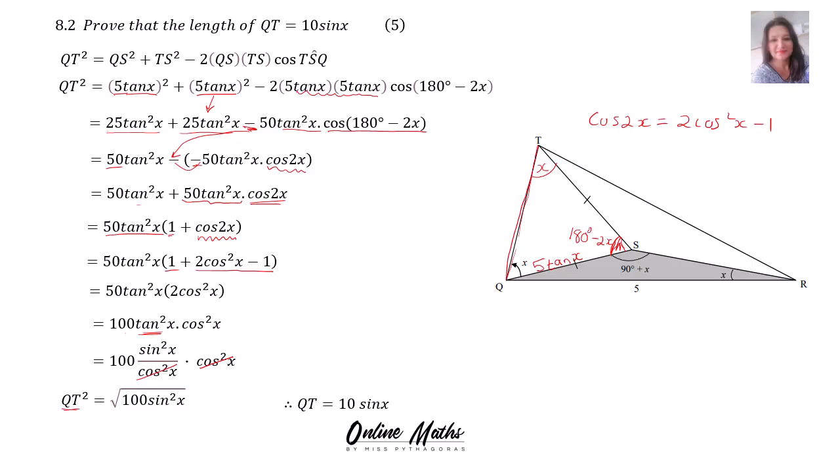Where's the marks? The cos rule, for reducing that one to the cos 2x, for recognizing the double angle, for making tan squared into sin squared over cos squared, and the final answer.